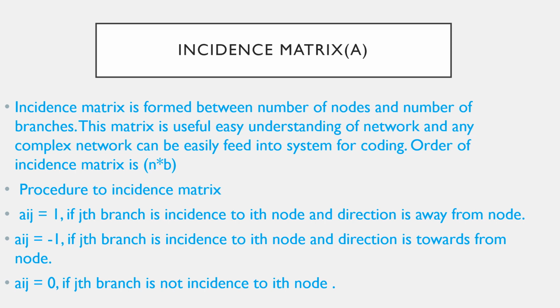The procedure to form the incidence matrix is: aij equals 1 if the jth branch is incident to the ith node and the direction is away from the node. aij equals -1 if the jth branch is incident to the ith node and the direction is towards the node. aij equals 0 if the jth branch is not incident to the ith node.